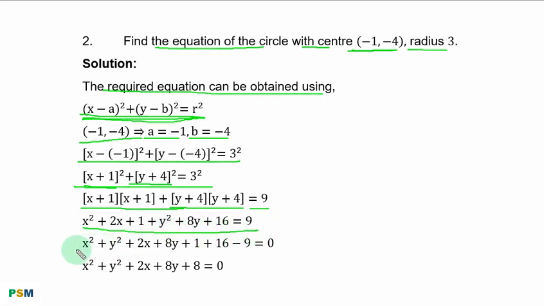We take x square plus y square followed by 2x plus 8y. Then the sum of the constants. In order to have 0 here, you transfer plus 9 in. It becomes -9. When you simplify, you have this as the equation of the circle whose center is (-1, -4) and radius is 3.